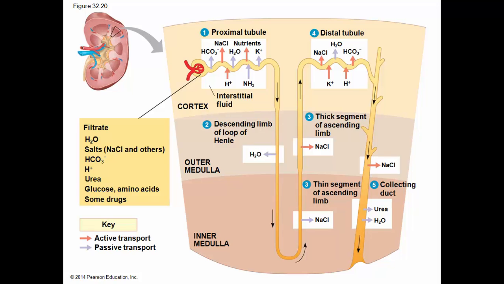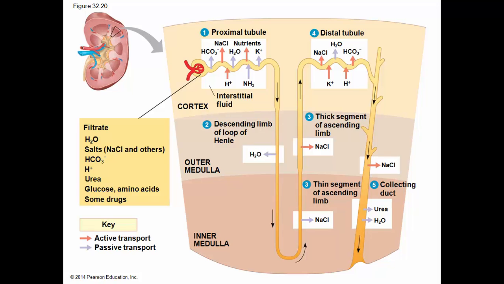The descending loop of Henle. Reabsorption of water continues as the filtrate moves into the descending limb of the loop of Henle. Here, numerous water channels are formed by aquaporin proteins, making the transport epithelium freely permeable to water. In contrast, there are almost no channels for salt and other small solutes, resulting in very low permeability for these substances.